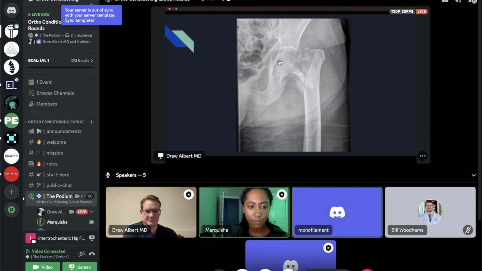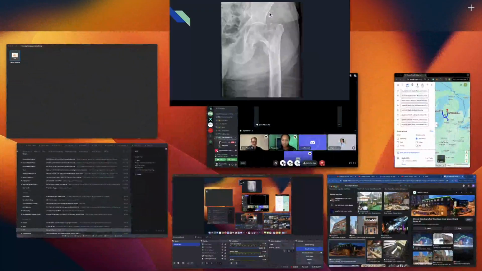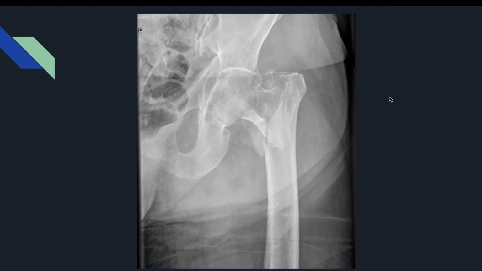Hey, I can give it a shot. So, AP of a left hip, and you can see an obvious fracture line going from the greater trochanter to just inferior to the lesser trochanter. So I would call it an intertrochanteric fracture with minimal displacement. Yep. Nice. I would say that's correct.